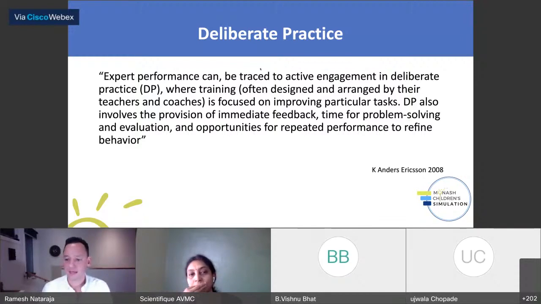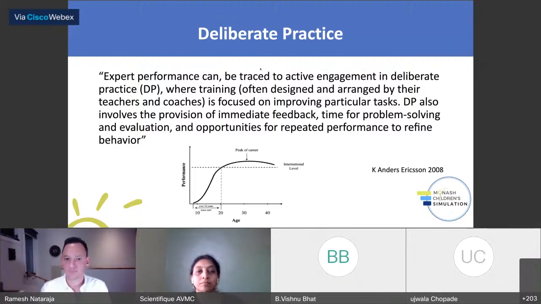And this was Anders Ericsson, who basically said that it's the active engagement and deliberate practice. And that's where you're actually focused on doing a task. You do the task, you get feedback, you problem solve, you evaluate, then you repeat the performance again and again and again until you actually gain competency.